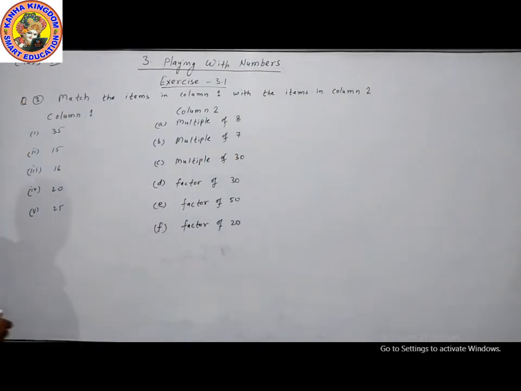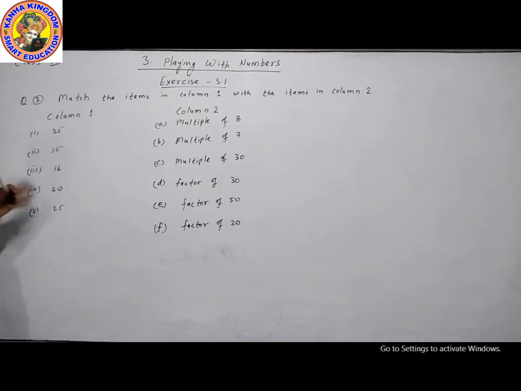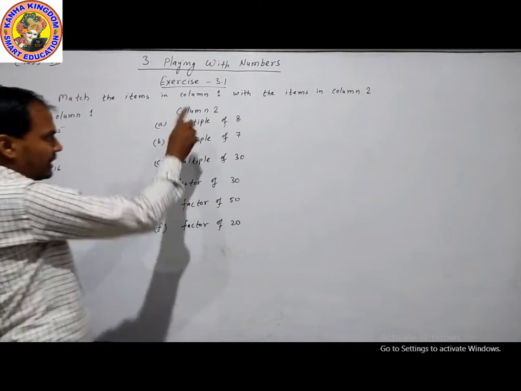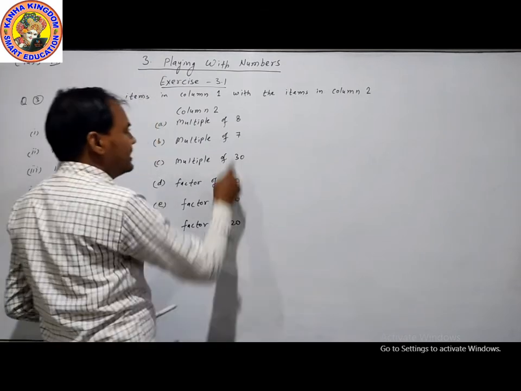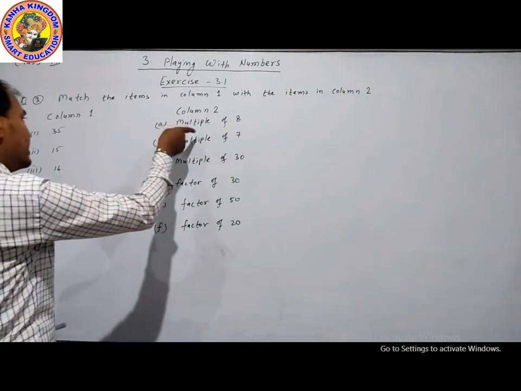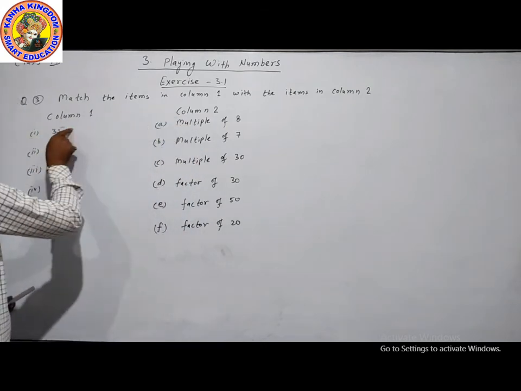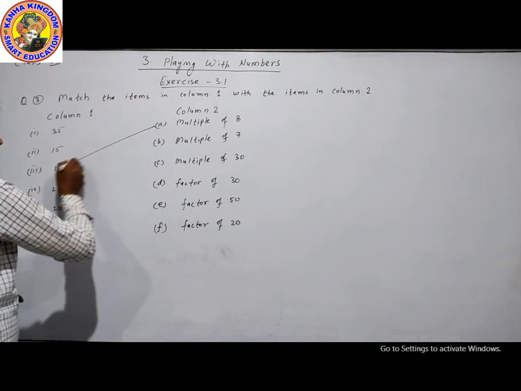Now our next question is to match the items in column first with the items in column second. In column first it is written 35, 15, 16, 20 and 25. No hint from here. Now in column 2, a multiple of 8 means a number present in the table of 8, which means 8 can divide these numbers. 8 can divide 35? No. 15? No. 16? Yes, 8 can divide 16.